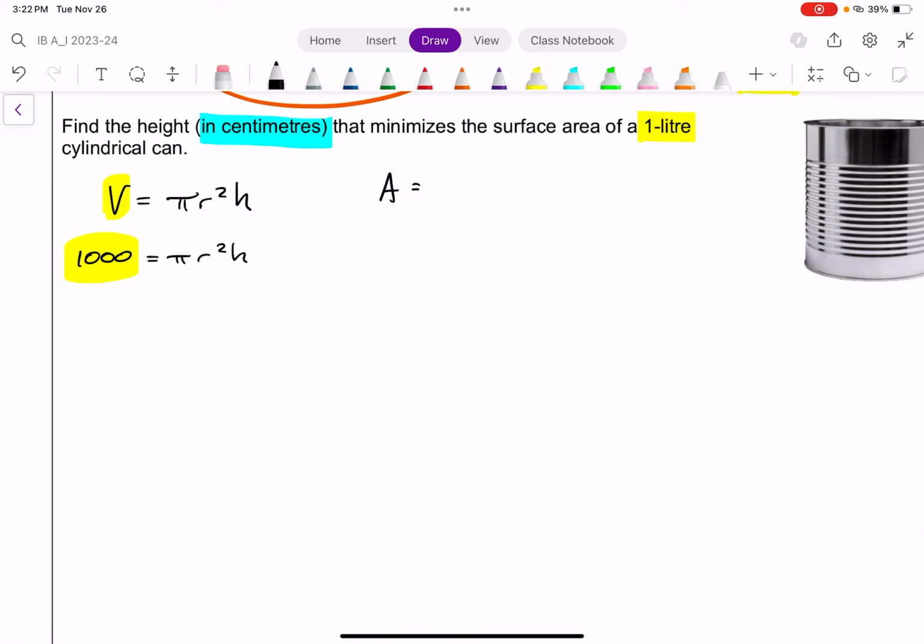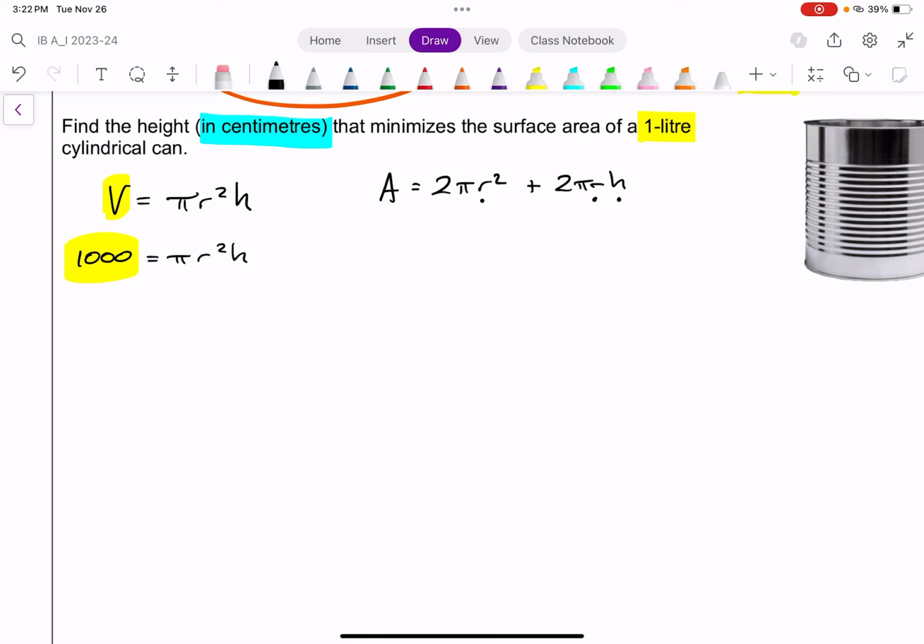So surface area of a cylinder is the 2 circles, pi r squared, plus the lateral surface around it, which is the circumference times the height. All right, this is what I'm trying to minimize. And I do eventually want to know just the height. However, to go forwards, I need to either substitute my r's with an h or my h with an r.